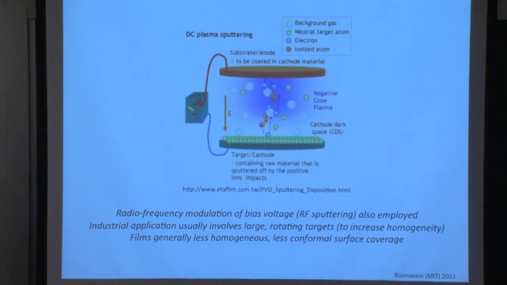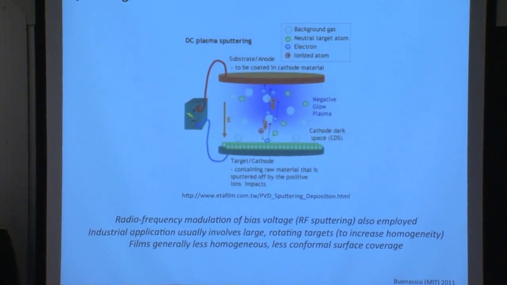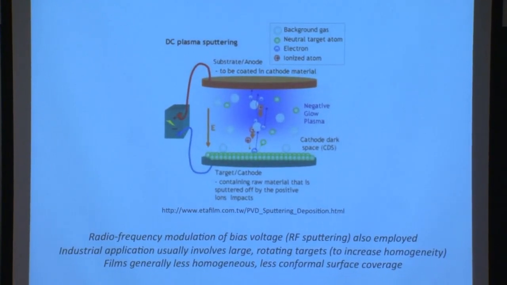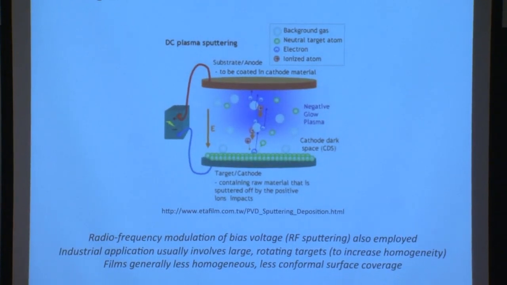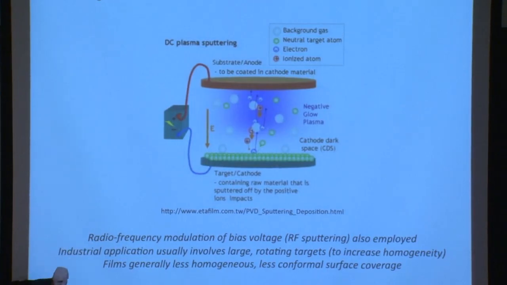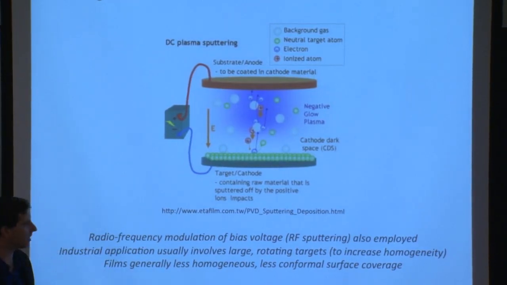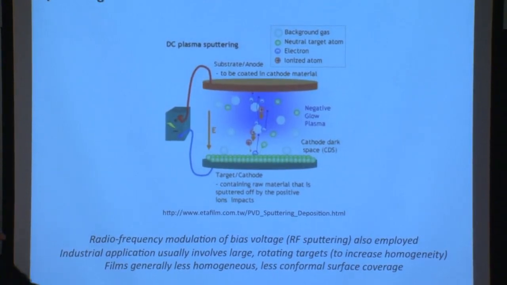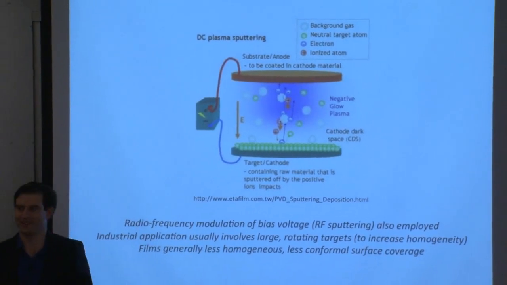The spatial uniformity of sputtering over large area depositions can be on the order of a few percent. So the ability to control this process in terms of spatial uniformity is fairly good. You can also employ radio frequency modulations to the bias voltage. That's called RF sputtering, for radio frequency. Industrial applications usually involve large rotating targets.